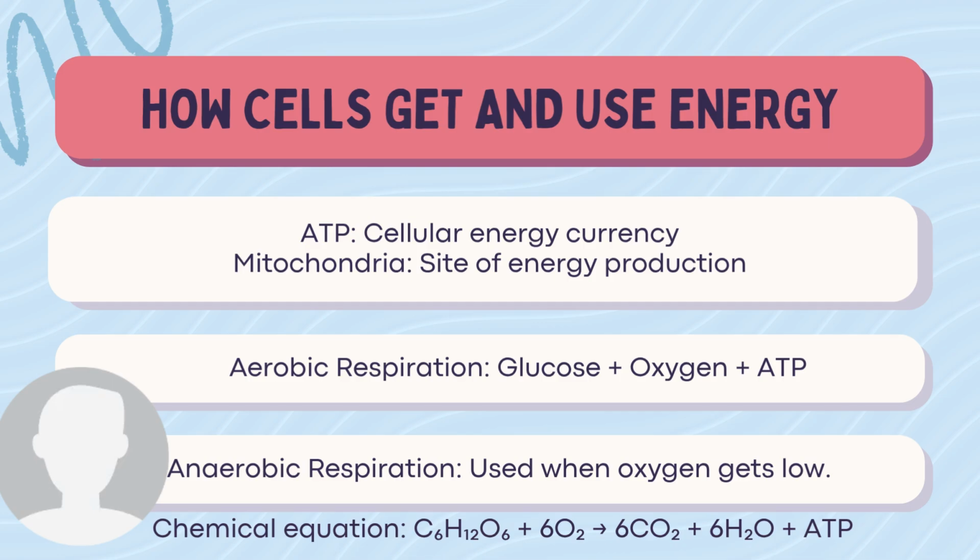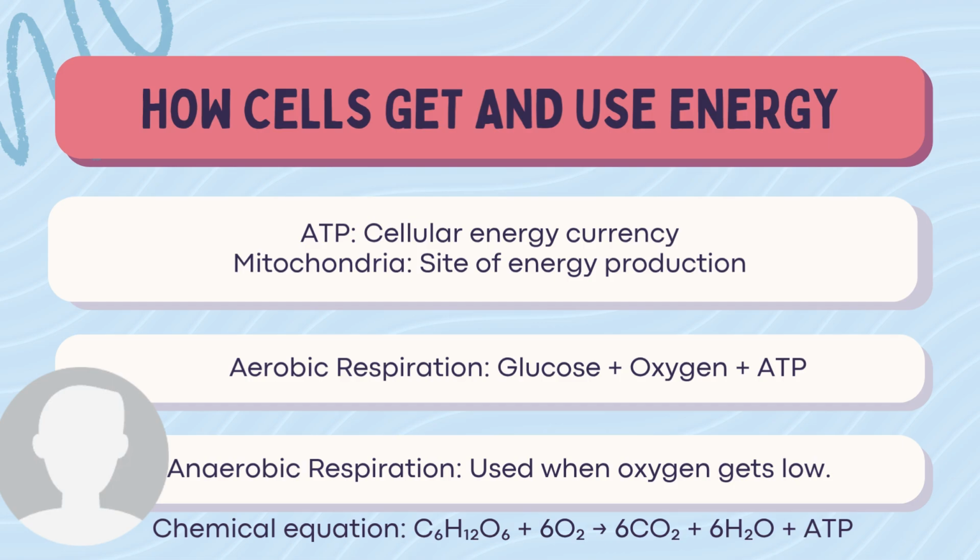But how do we get ATP? It's made through cellular respiration, which mostly happens in an organelle called the mitochondrion, often called the powerhouse of the cell. During aerobic respiration, glucose from the food we eat combines with oxygen to produce carbon dioxide, water, and a large amount of ATP. The chemical equation looks like this on the screen. This is how our cells get the energy they need.